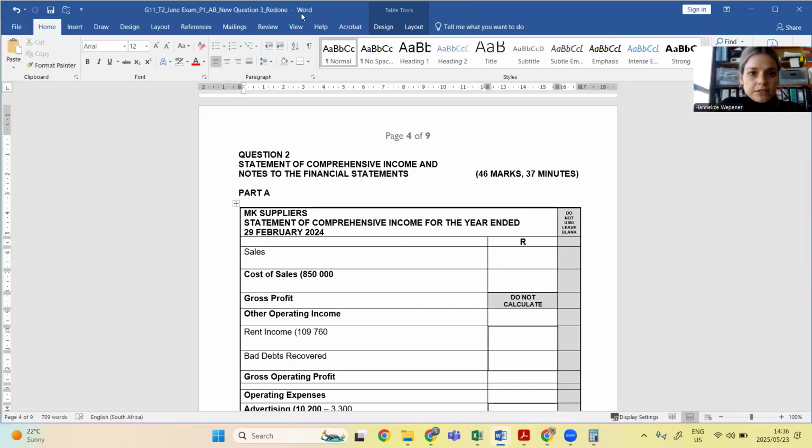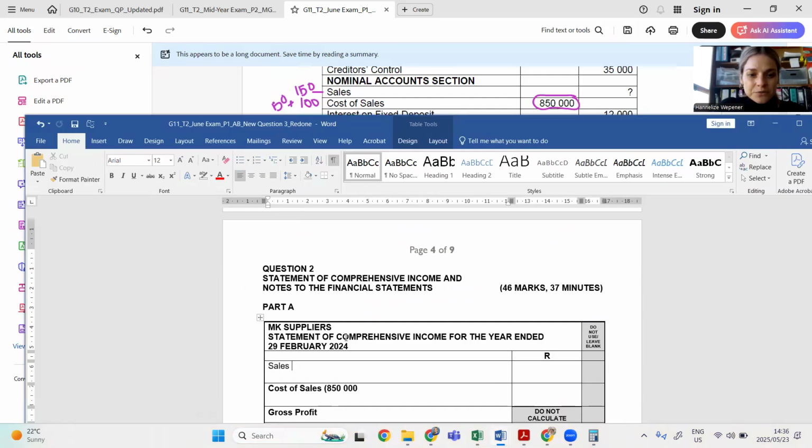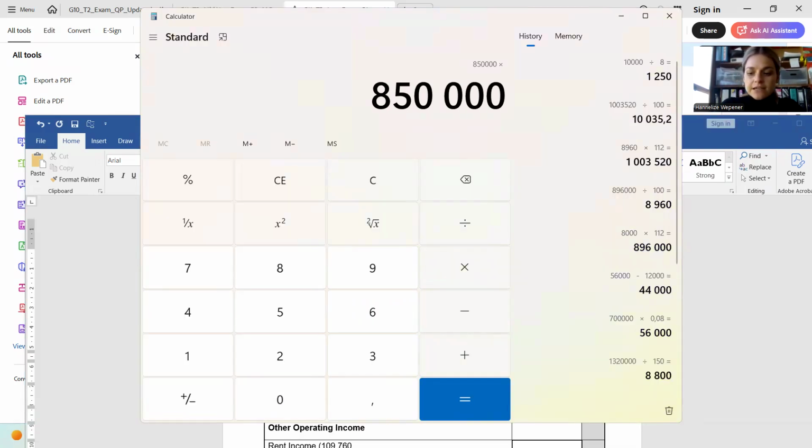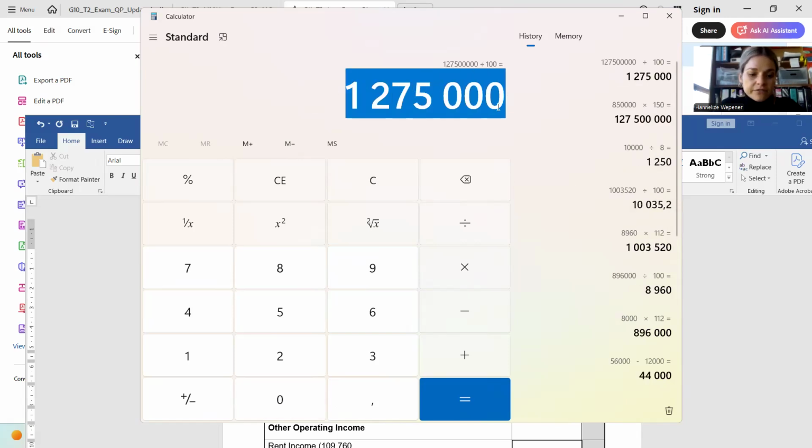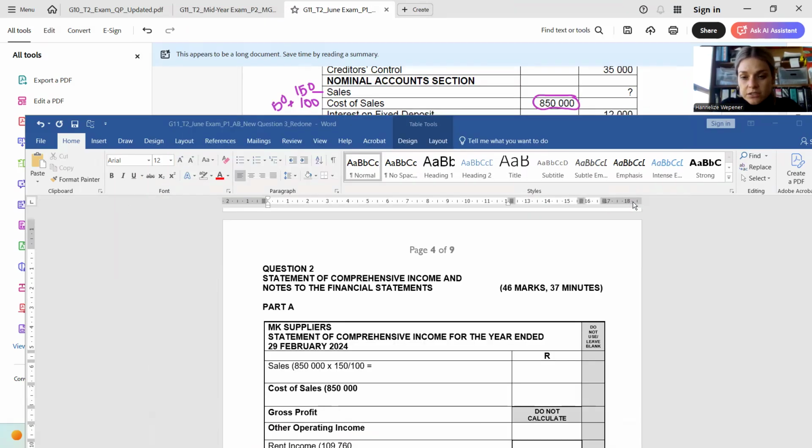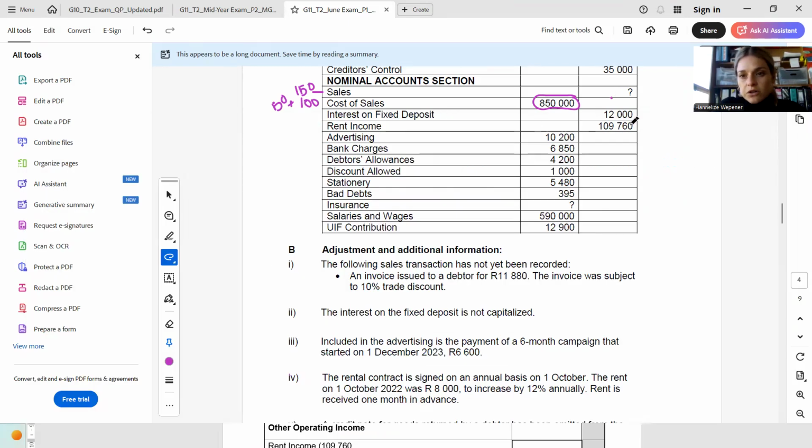So we are going to say that sales, we're going to use our cost of sales amount, apply our profit markup to get to our selling price. And that then is 850,000 times 150 divided by 100. So 1,275,000. Remember to always show all your calculations, otherwise you won't get your marks if you make a mistake somewhere. There we have it. So we no longer have a question mark here.